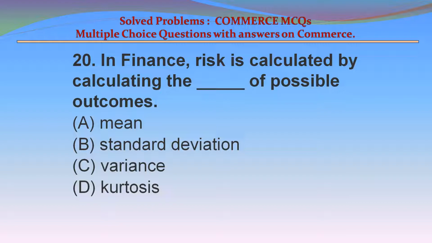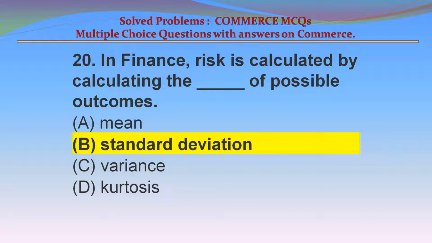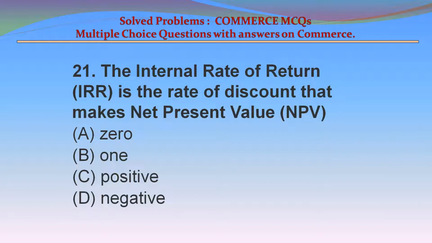20. In finance, risk is calculated by calculating the dash of possible outcomes. Option A, mean. Option B, standard deviation. Option C, variance. Option D, kurtosis. Answer B, standard deviation.